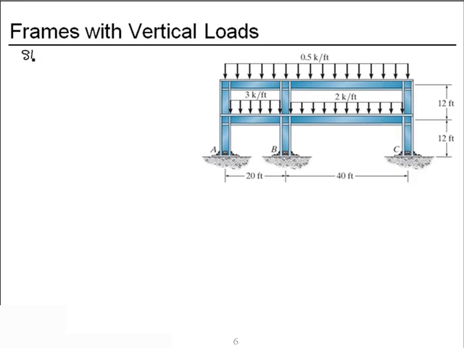Step 3. Now we're ready to calculate the reactions at point B. We'll do that by drawing a free body diagram of B, E, F, I, J. And remember, points E and F were the inflection points in the lower beams. I and J were the inflection points in the upper beams.